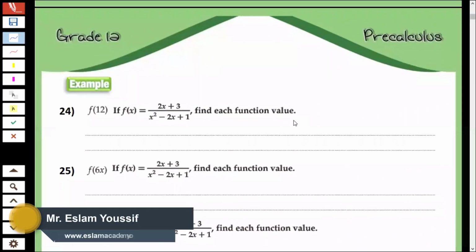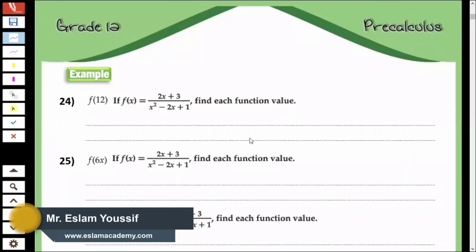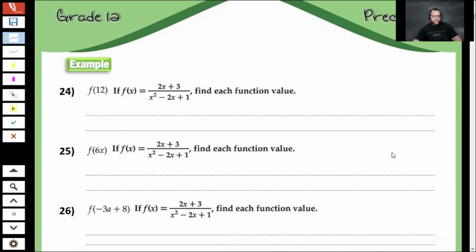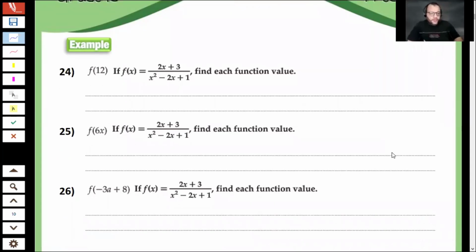Can you see the screen now? Is it clear? Yeah, we can see it. Okay. Yes. Assalamu alaikum. Wa alaikum assalam wa rahmatullahi wa barakatuh. How's everyone? Everything's okay? Yes.